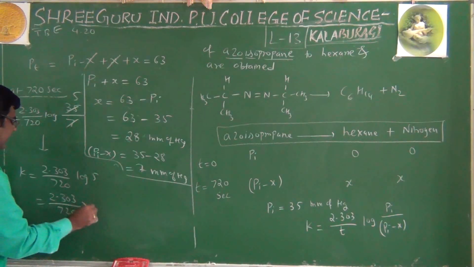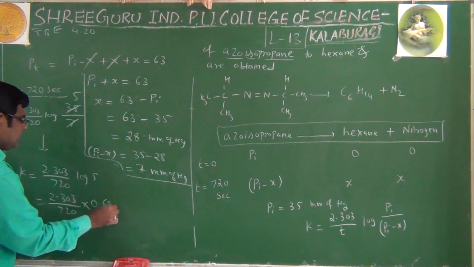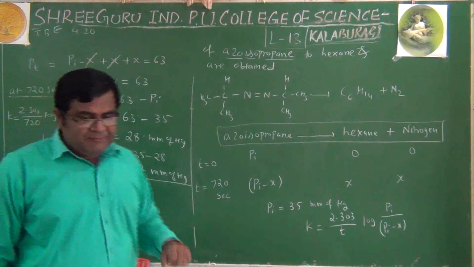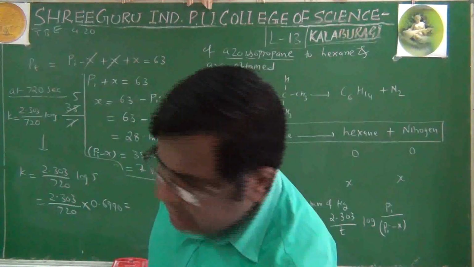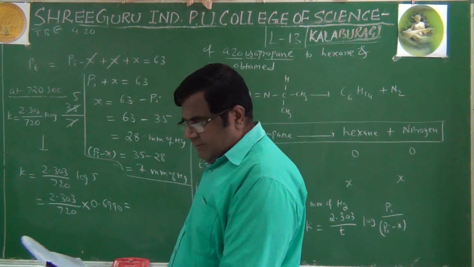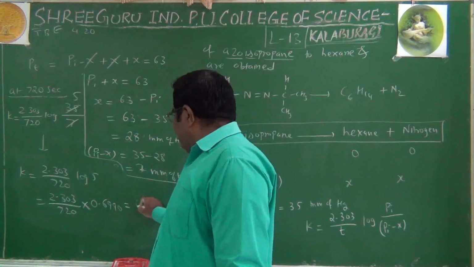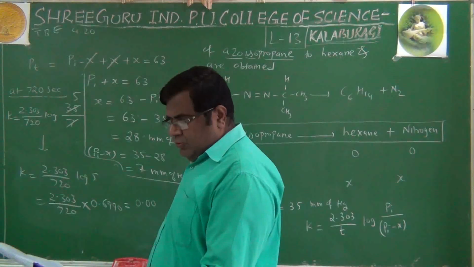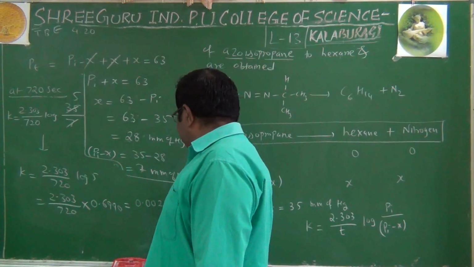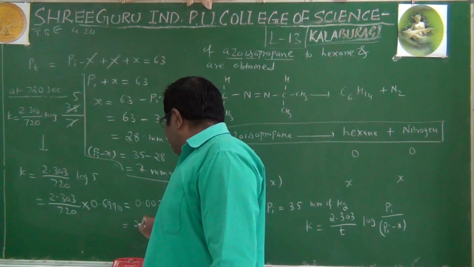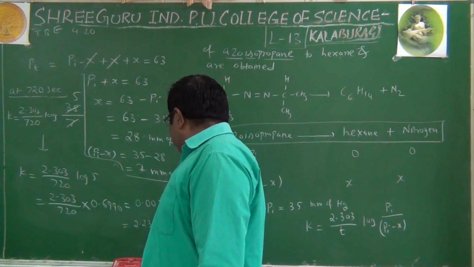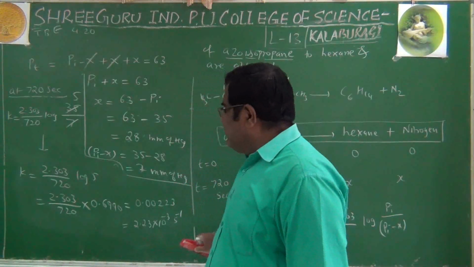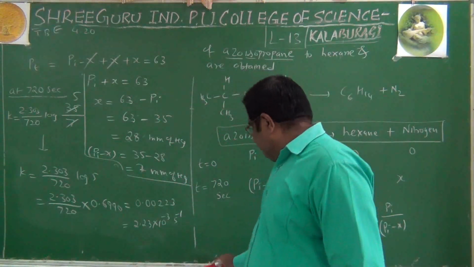2.303/720 × log 5 is 0.6990, and if we solve this completely, it is 0.00223, and that's why it is 2.23 multiplied by 10 raised to minus 3 per second. So this is the K at 720 seconds.